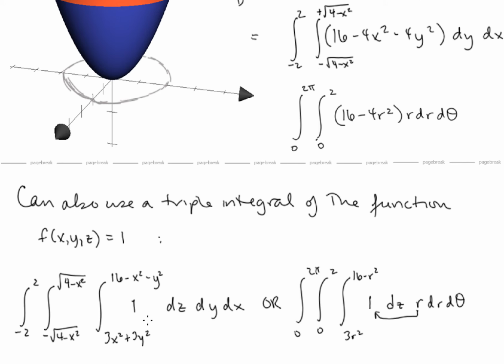Because notice when we do this integration, integral of 1 dz gives us a z. We plug in these bounds and subtract and we get exactly this integral here. And we continue from there.